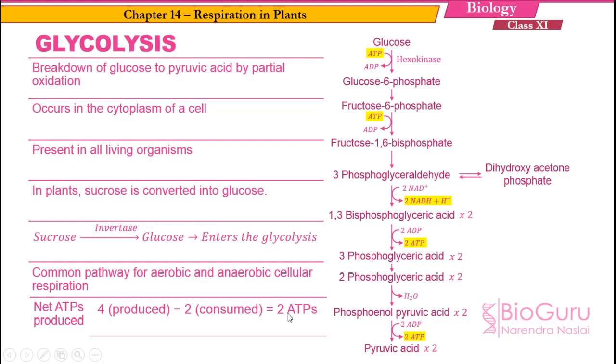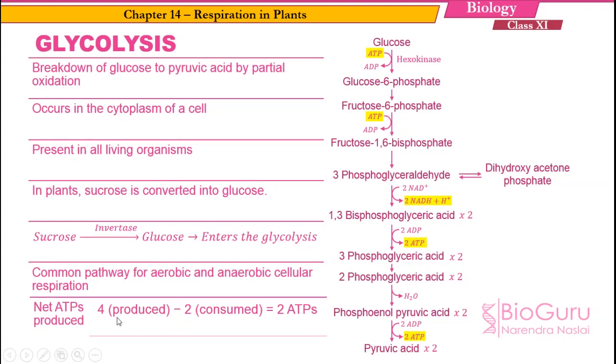Now let us count where they are utilized and where they are actually synthesized. Here a total of 4 ATPs are produced. In this step you can see 2 ATPs are synthesized, and also in the step where 1,3-bisphosphoglyceric acid is converted into 3-phosphoglyceric acid, 2 ATPs are produced here. And in another step, phosphoenol pyruvic acid getting converted into pyruvic acid, 2 ATPs are produced. So how many ATPs are produced in total?